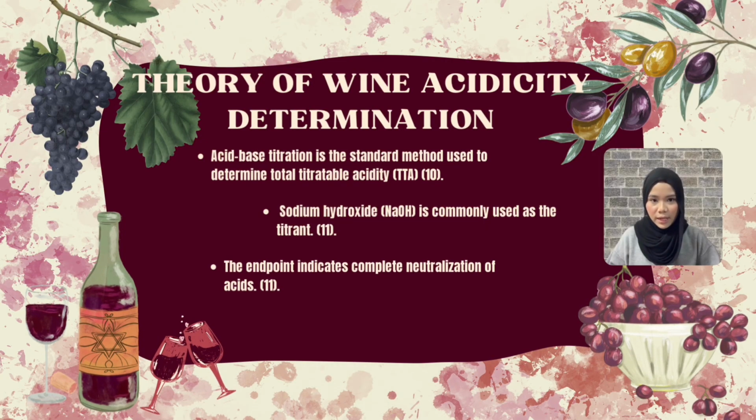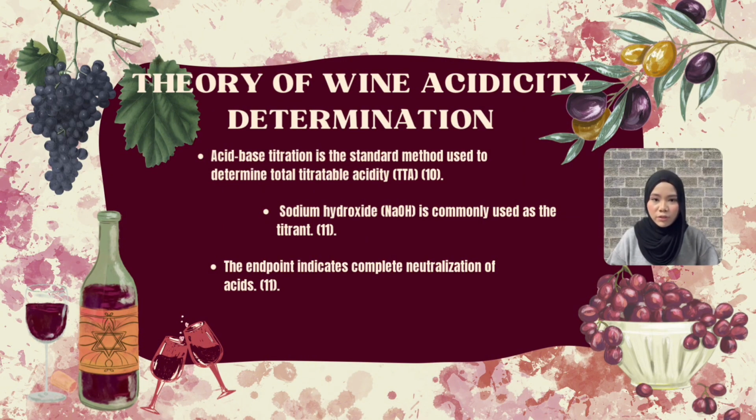To determine the acidity of wine, an acid-base titration is used. This is the standard method used to determine total titrable acidity. It measures the total concentration of free hydrogen ions and undissociated acids in a sample by neutralizing them with a standard strong base. A standardized strong base, like sodium hydroxide, is added slowly to the wine sample. The sodium hydroxide helps neutralize all the intrinsic acid in the solution.